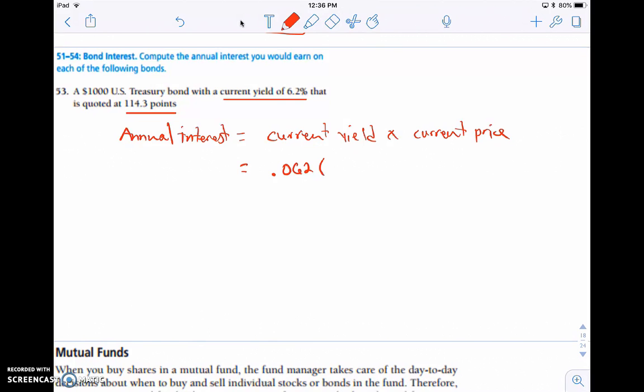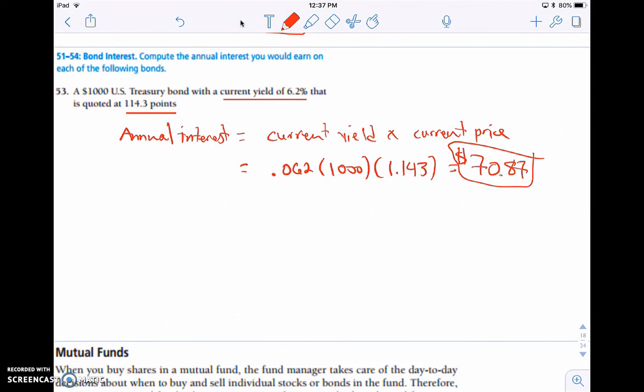And to find our current price, we're going to take the $1,000 and times it by its quote at 114.3 points, or in other words, 1.143, because again, that 114.3, just think of that as a percentage. Okay, and when you multiply this out, you'll get about $70.87. So there's your annual interest on this bond when you have the current yield and you know what it is quoted at that time.